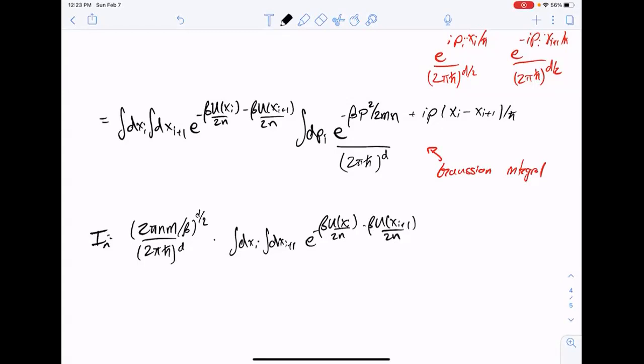And now an additional term that depends on the positions that looks like this. The difference in the positions i plus 1, squared, looks like it's harmonic in the positions. It looks like a potential with a spring constant that depends on the number of these Trotter splittings, h bar and beta.